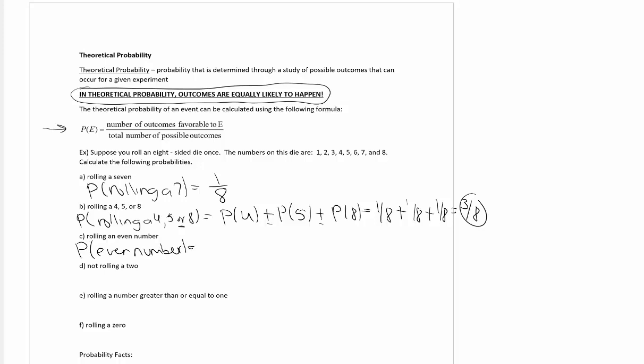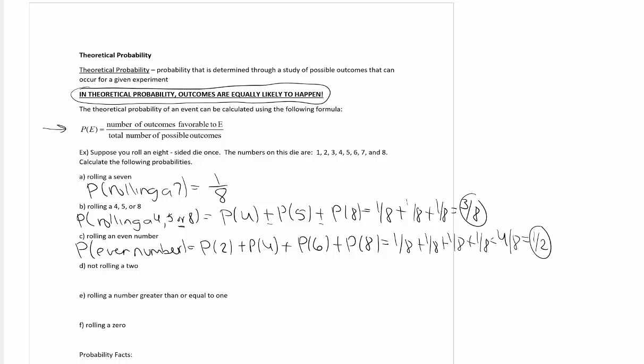Well, that's the same thing as what? The probability of rolling a 2, or the probability of rolling a 4, or the probability of rolling a 6, or the probability of rolling an 8. So I can add 1/8 4 times. That's 4/8, and that's a half.